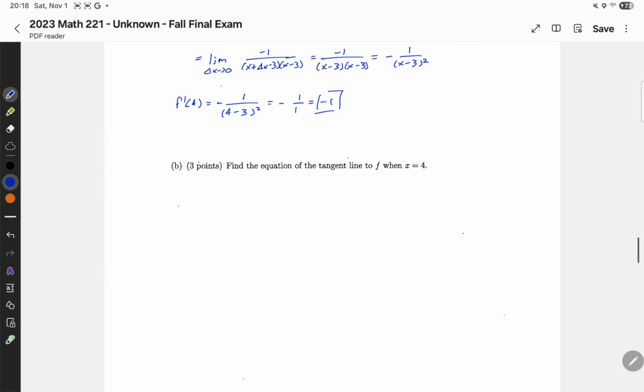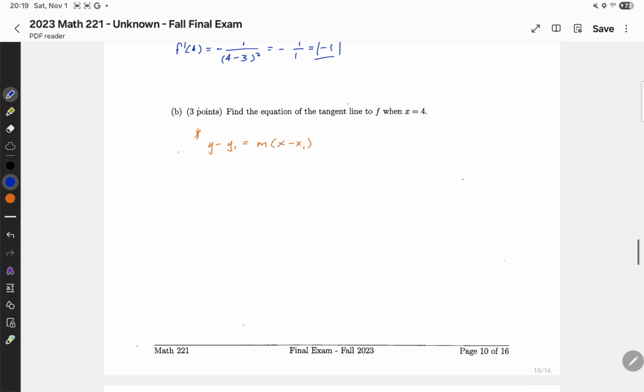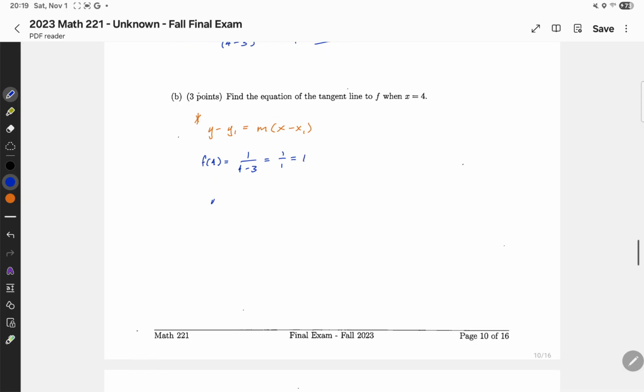All right, for part B, we want to find the equation of the line tangent to f at x equals 4. And for this, let's just use the point slope formula for a line. So we have y minus y1 equals m, or the slope, times x minus x1, right? And so to find this, we know x1, that's just our 4. This is a certain point. Now all we need to find is y1, right? Because we have the slope from the previous problem. So let's plug in f of 4. This is going to be equal to 1 over 4 minus 3, which is 1 over 1, which is just 1. So we have y minus 1 is equal to minus times x minus 4.